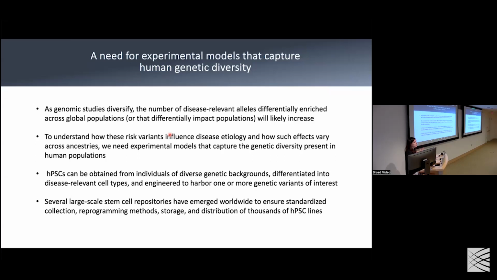So to meet this need, several large-scale stem cell repositories have emerged worldwide, to ensure that there is a standardized way to collect and bank the stem cells, to reprogram them, store them, and distribute them.